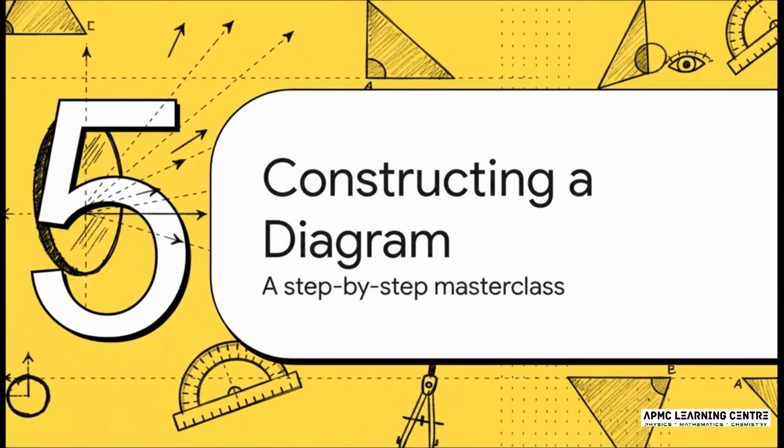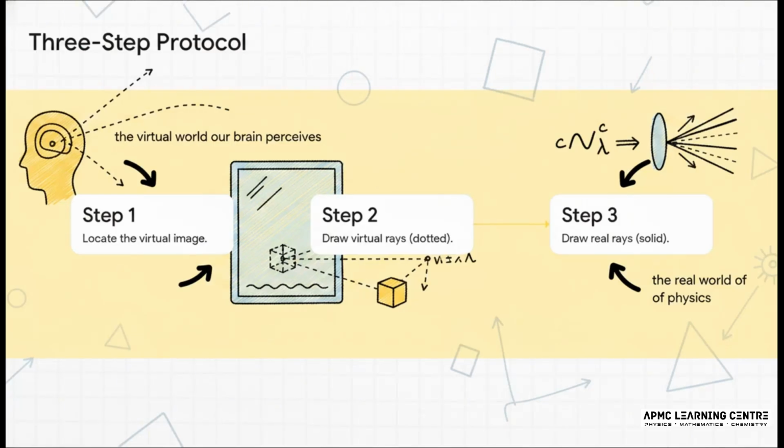All right, enough theory. It's time to put all of this into practice. We're now going to combine everything we've just learned into a practical skill, building a geometrically perfect ray diagram from scratch. We're going to follow a really strict 3-step method. The logic is to work backwards. We start in the virtual world that our brain sees, and then we connect it to the real world of physics.